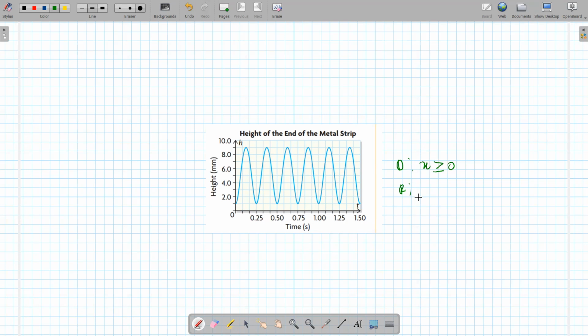It can't be over 9. So y is less than 9? Like that? Does it have a lower bound? It can't be under 1. Right, so it's bounded between 1 and 9 like that. If you want the interval notation here, for the domain it's going to be 0, infinity. Cool?